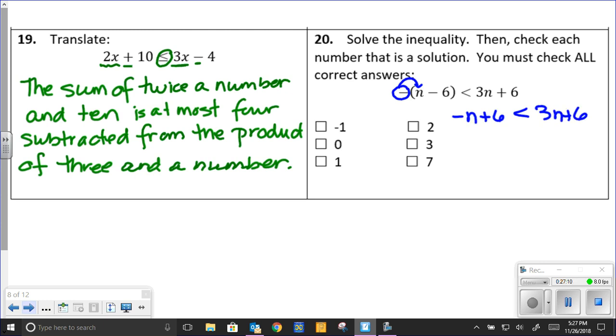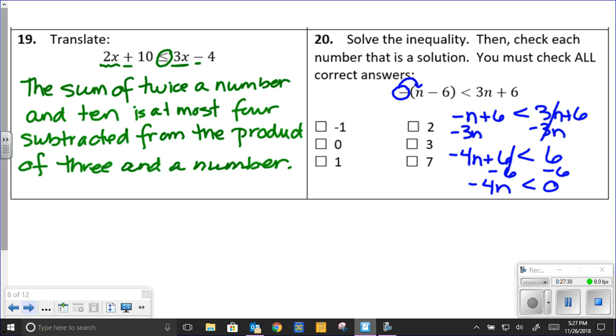Okay, I'm going to get rid of the 3n, so I'm going to minus 3n from this side. I'm going to minus 3n from this side. This side gives me -4n plus 6 is less than 6. I'm going to minus 6 from both sides. I get -4n is less than 0.